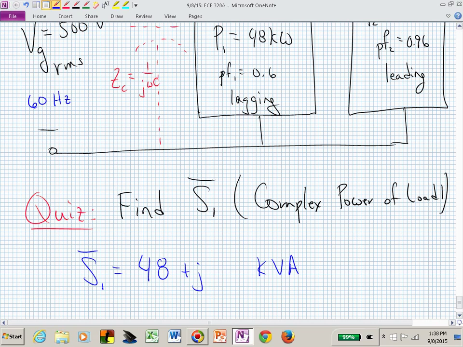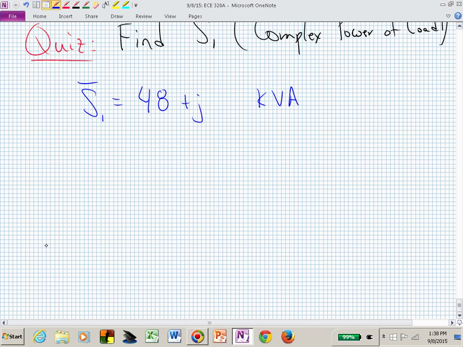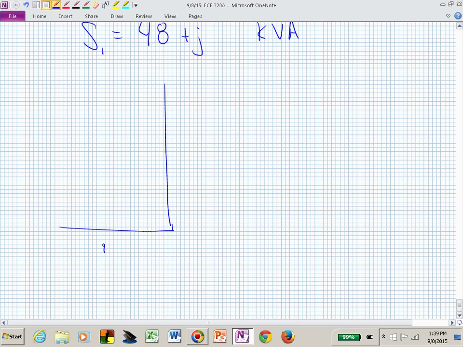What do we know? Well, we can sketch this triangle. I don't have a ruler, if you couldn't tell. Here's 48, and that's P1. Ugh. And I just said it needed to be longer than 48. So I have to start over. How's that? So this is 48 kW. This is Q1. And this is S1.